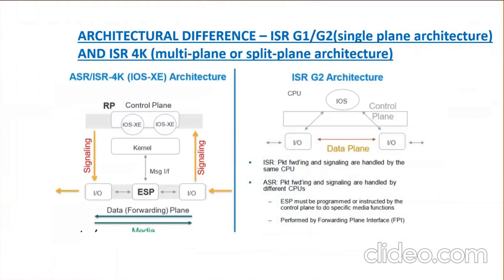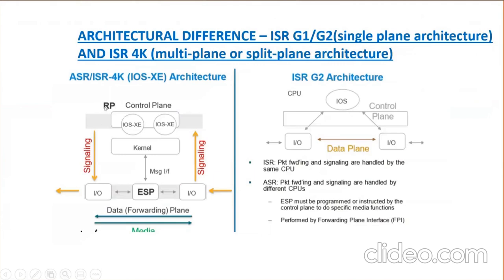Now, why should we know on which router model we are troubleshooting or working? This slide will help you understand that. Generation 1 and 2 routers are single plane architecture routers. That means media and signaling are both handled by the same plane. But ISR 4K or generation 3 routers are called multi-plane or split plane architecture. Why? Because here media and signaling are handled by different planes. Your media is handled by the data plane, which is also called the forwarding plane. Signaling is handled by the control plane, which is also called the route plane. So this is the main difference.